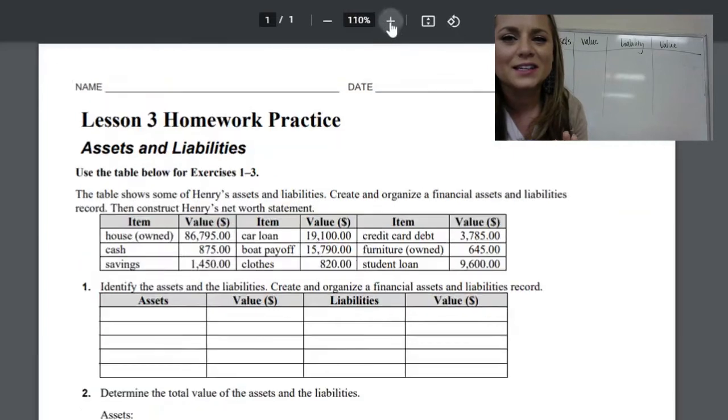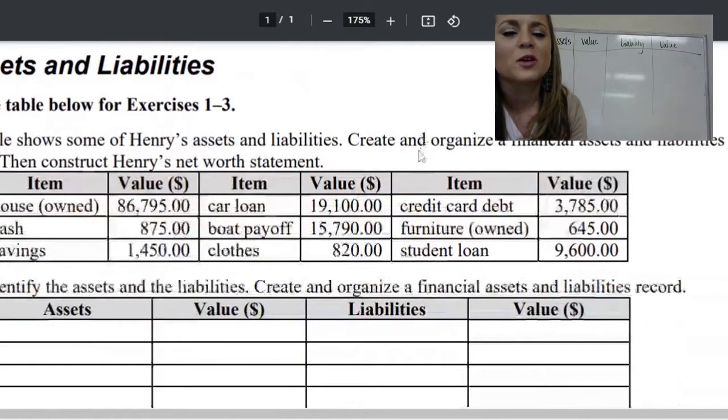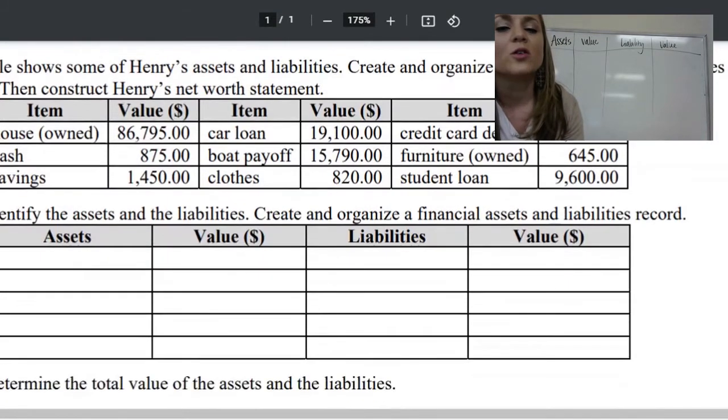Let's look at this lesson 3, homework practice. It says use the table below for exercises 1 through 3. The table shows some of Henry's assets and liabilities. Create and organize a financial assets and liabilities record, then construct Henry's net worth statement. Here are some items, and we're going to identify the items as an asset or a liability.